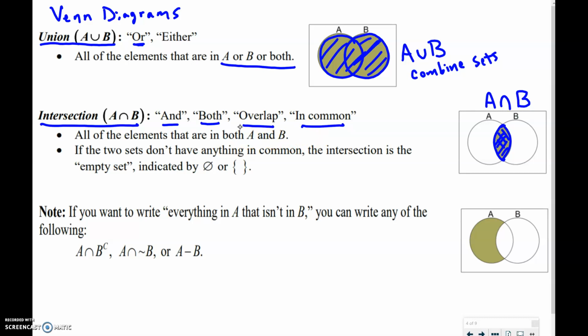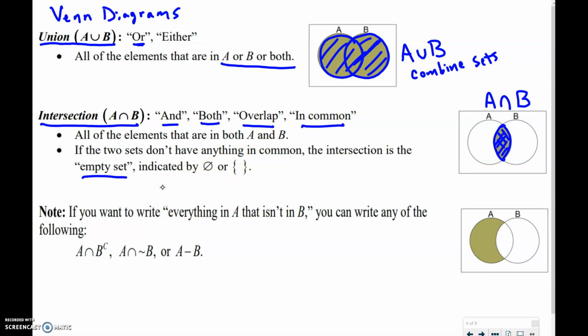If two sets don't have anything in common, and that's possible, if I looked at evens and odds, they wouldn't have anything in common, the intersection would be the empty set. The notation for that is here or there. You can use either one. Notice there's nothing in those set brackets. That's the empty set. But here's another notation for empty set.